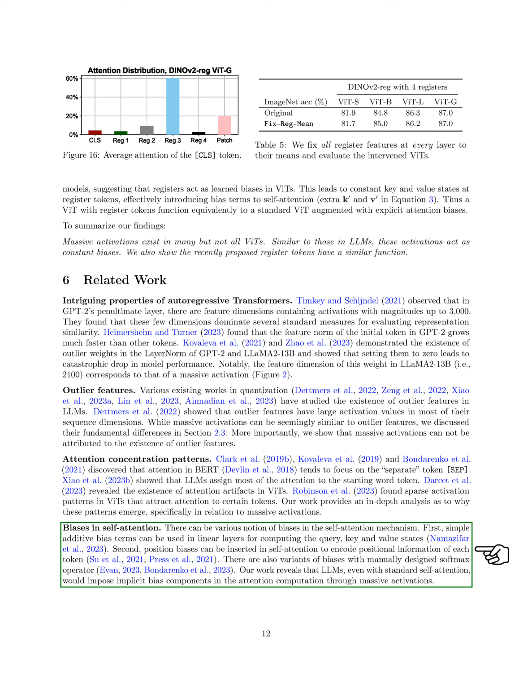Regarding biases in the self-attention mechanism, it's clear that there are various types. For instance, simple additive bias terms can be introduced in linear layers to compute the query, key, and value states. Additionally, position biases can be incorporated into self-attention to account for the positional information of each token. There are also different versions of biases that involve manually designed softmax operators. Our findings reveal that LLMs, even those using standard self-attention, inherently introduce implicit bias components into the attention calculation through massive activations.